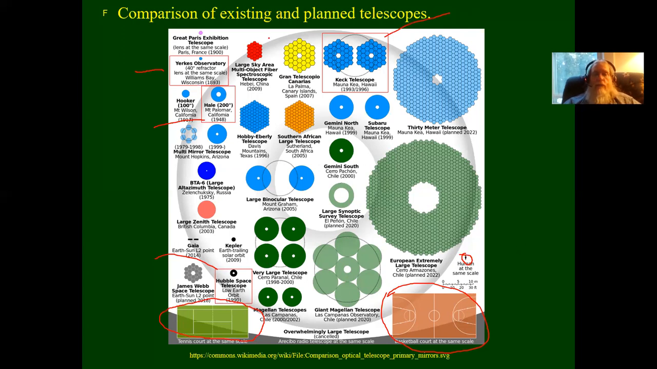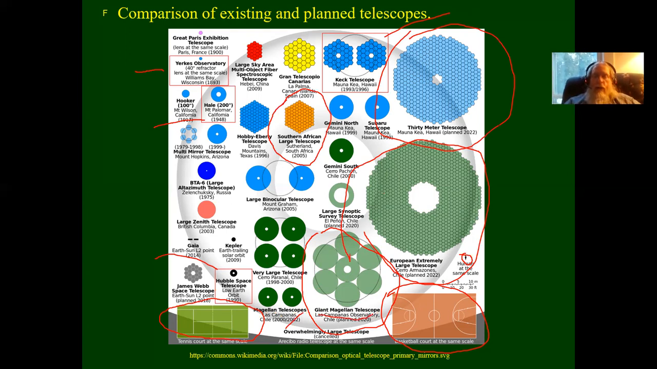So the biggest one currently operational, there it is, this one in South Africa called SALT, which is about a 12-meter segmented mirror. But then we've got three under construction that are the next generation of very large telescopes. I'm circling them here. The smallest of these, down here, is the Giant Magellan Telescope.